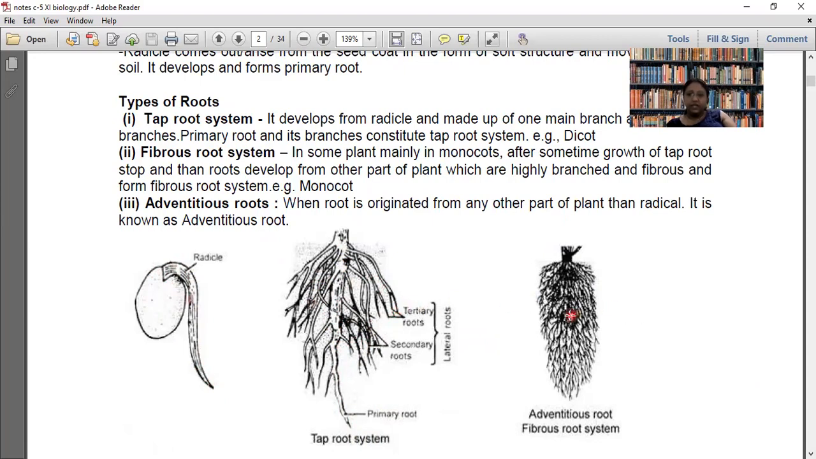In case of fibrous root system or adventitious root system, many times what occurs is that by some means the primary root is destroyed, then only secondary and tertiary roots are there. Or sometimes it may be the scenario that these roots are not developed from the radicle. That's why we call them adventitious root system. They can develop from any part, not only underground. Have you ever seen sugarcane?